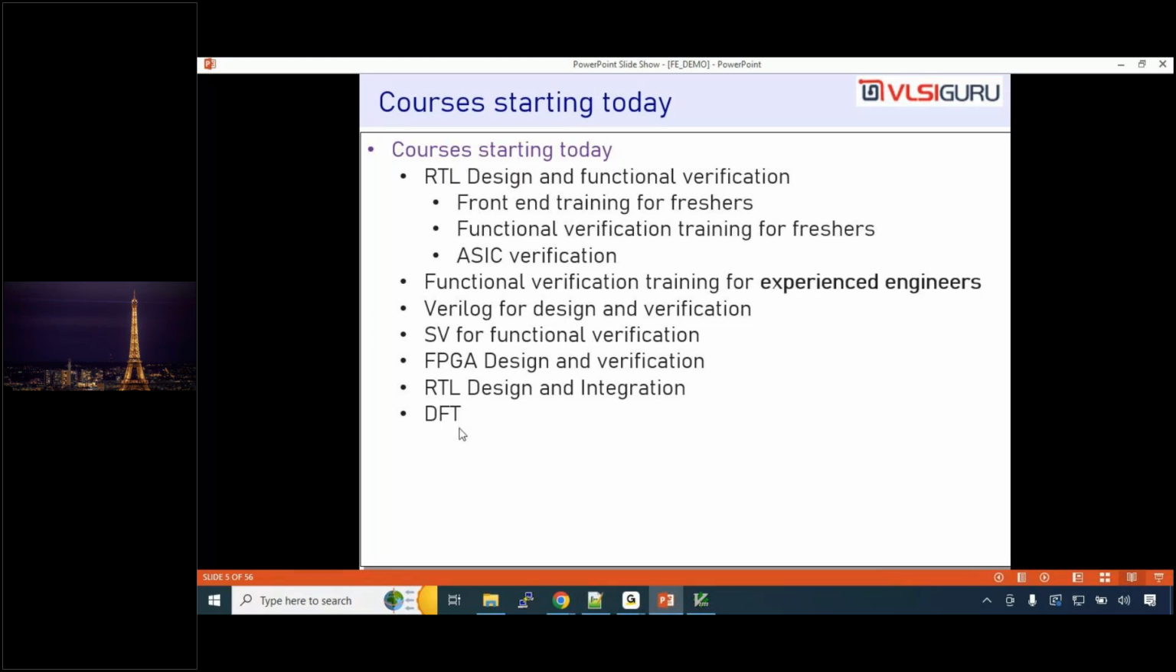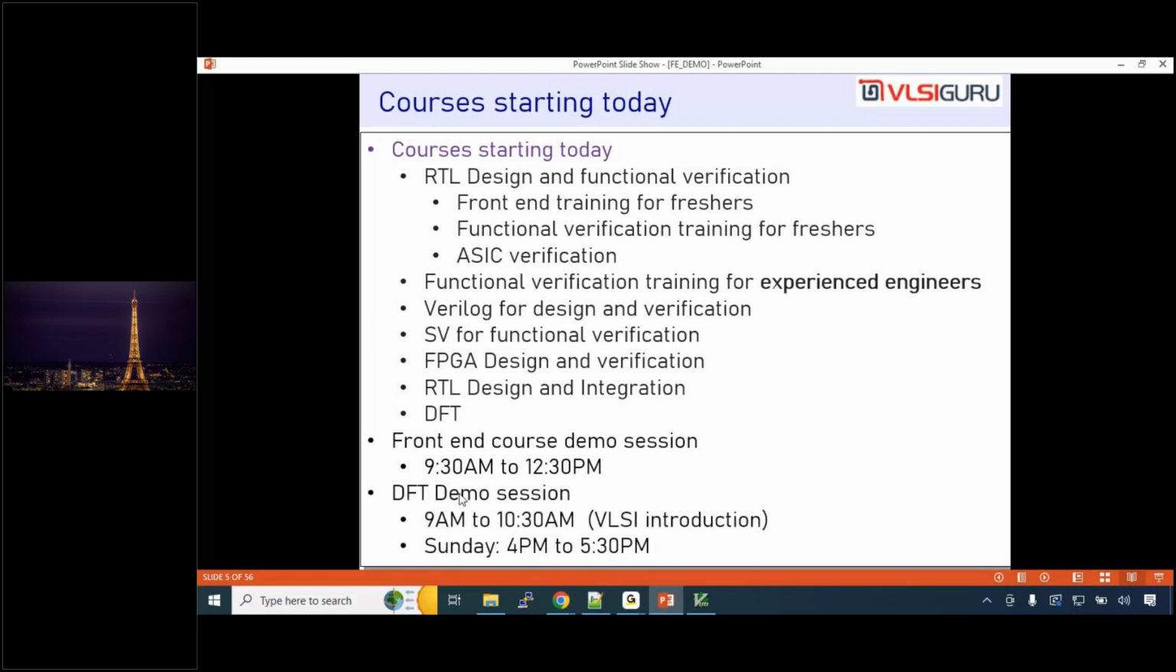In the afternoon, our admin will inform you in the group what time the DFT demo session is. I think he has already informed in the group. Those who are interested in DFT, you can check with the admin also. They will tell you the exact schedule. Okay, so that is about it. Now the timing, as you know, is from 9:30 a.m. to 12:30 p.m. for the demo session. The DFT demo session timing, this is not correct. Our admin will inform you.